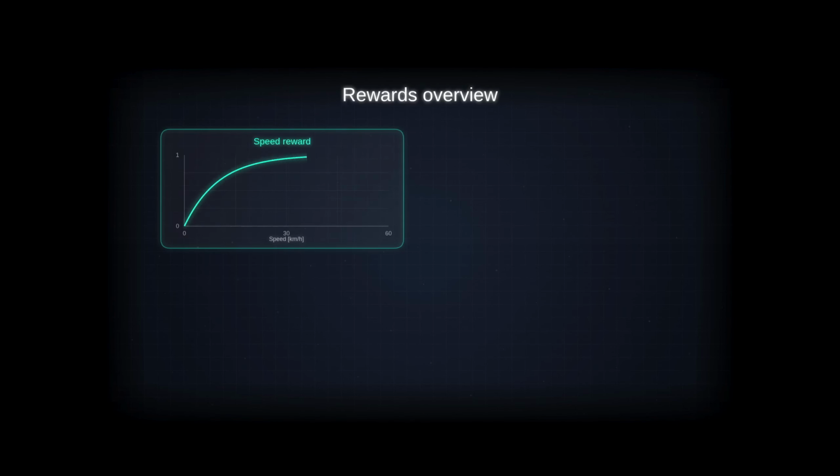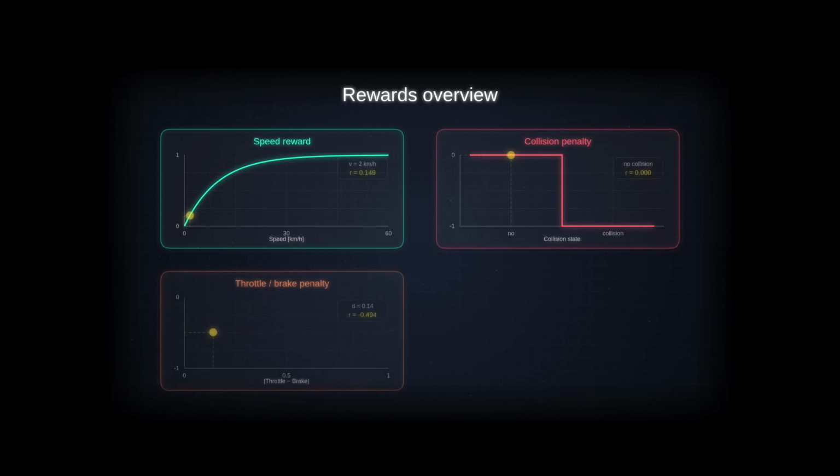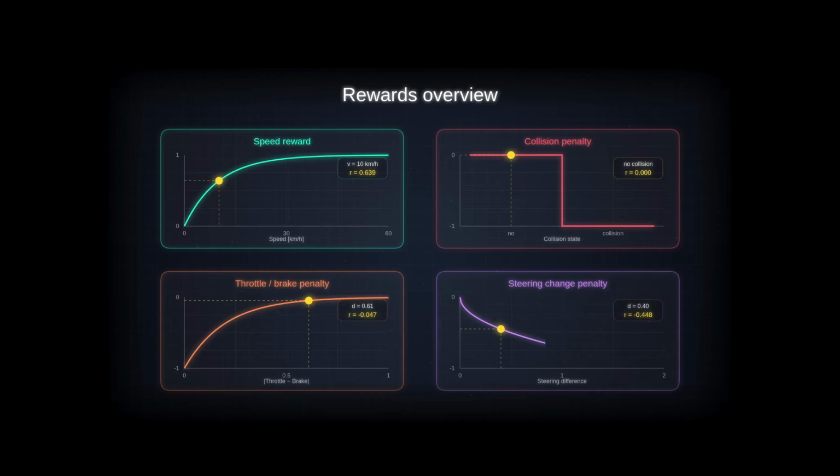The reward functions related to forward speed and collisions define the primary objective of this experiment. The remaining two serve as auxiliary objectives. They do not determine what the agent should achieve, but instead help it develop a smoother and more stable driving style more quickly.